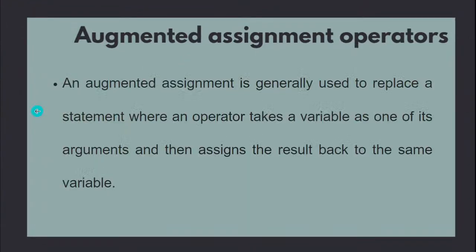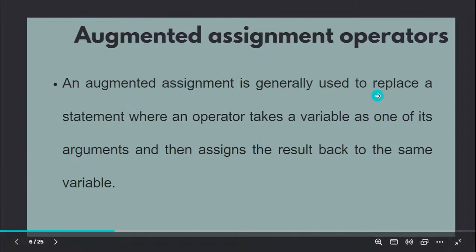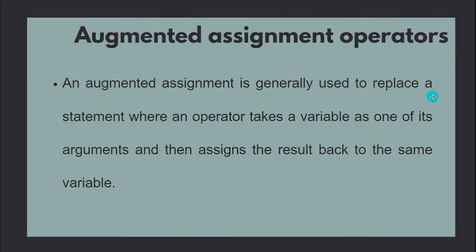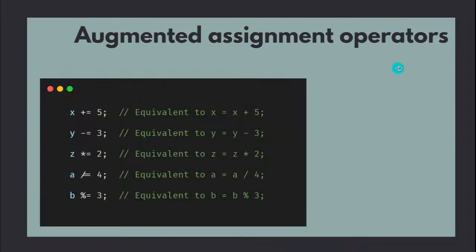In scenarios like this, where an operator takes a variable x as one of its arguments, which means it is taking x as one part, does some task, and assigns the result once again to x itself, in that same variable, instead of writing it like this, you can write it beautifully with the help of augmented assignment operators. Instead of writing x equal to x plus 5, you can write x plus equal to 5. What it does is add x with the right-hand side and then store it in x itself.